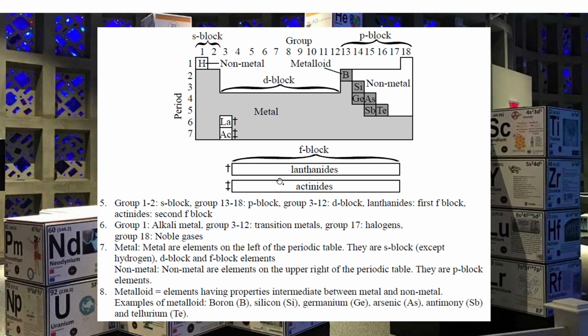And we have different names for different groups. For example, group 1 we call the alkali metals, groups 3 to 12 we call the transition metals, group 17 we call the halogens, and group 18 we call the noble gases.